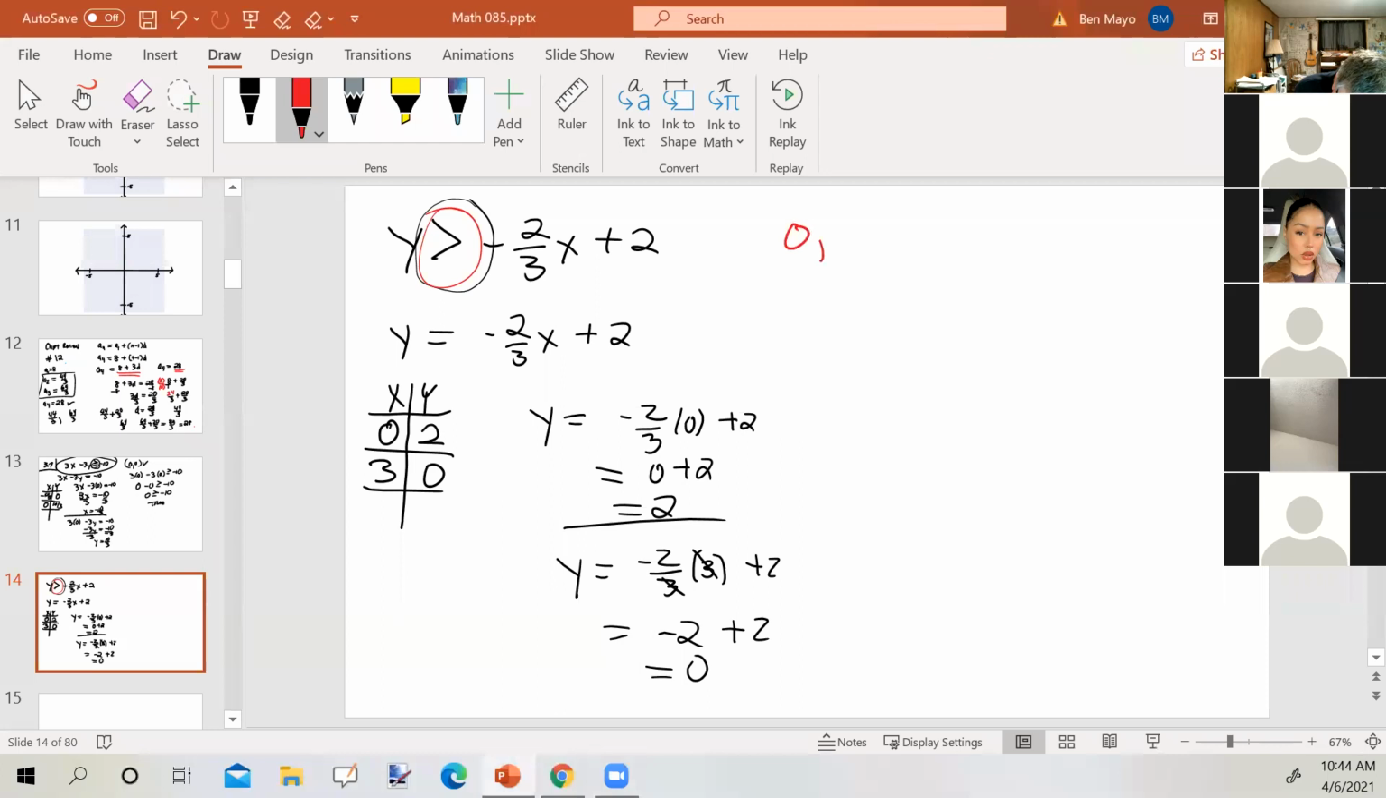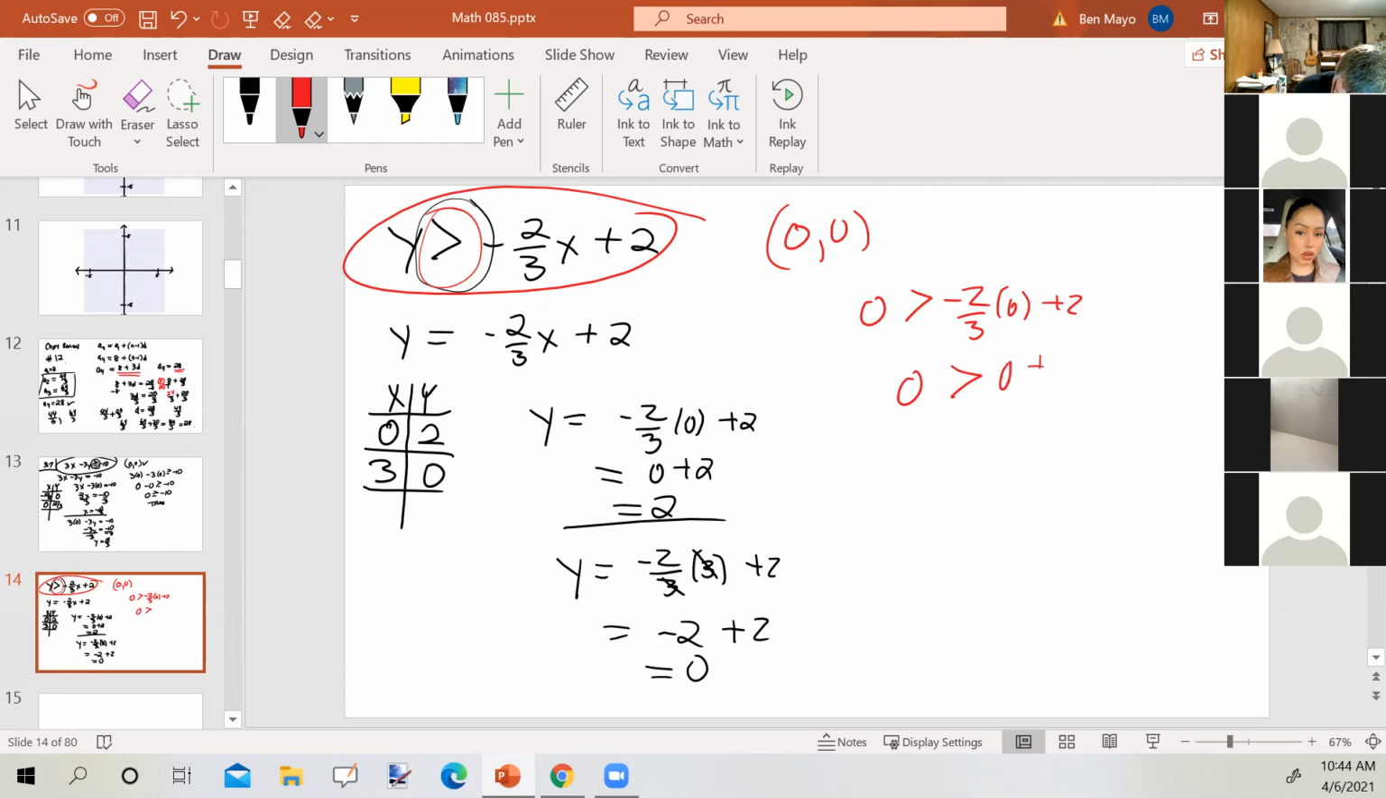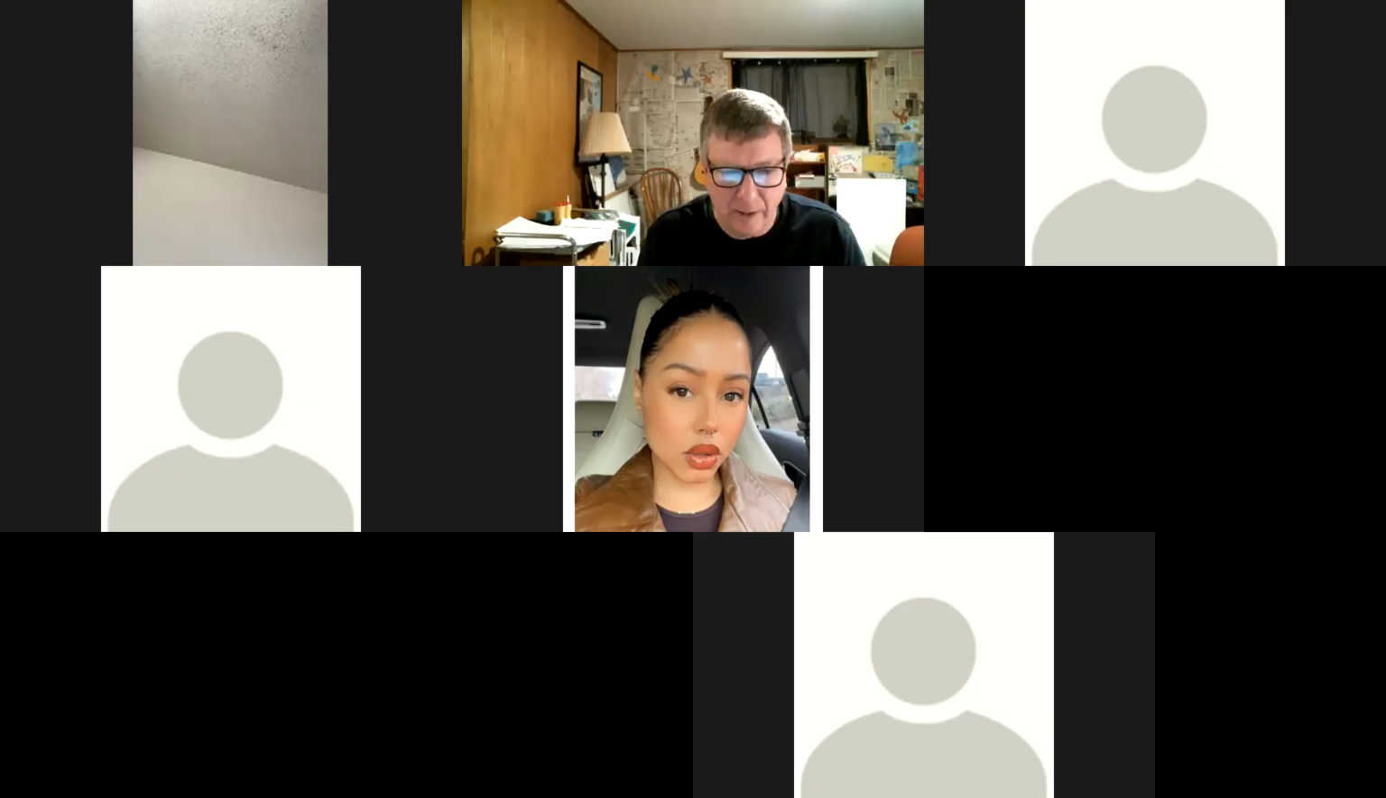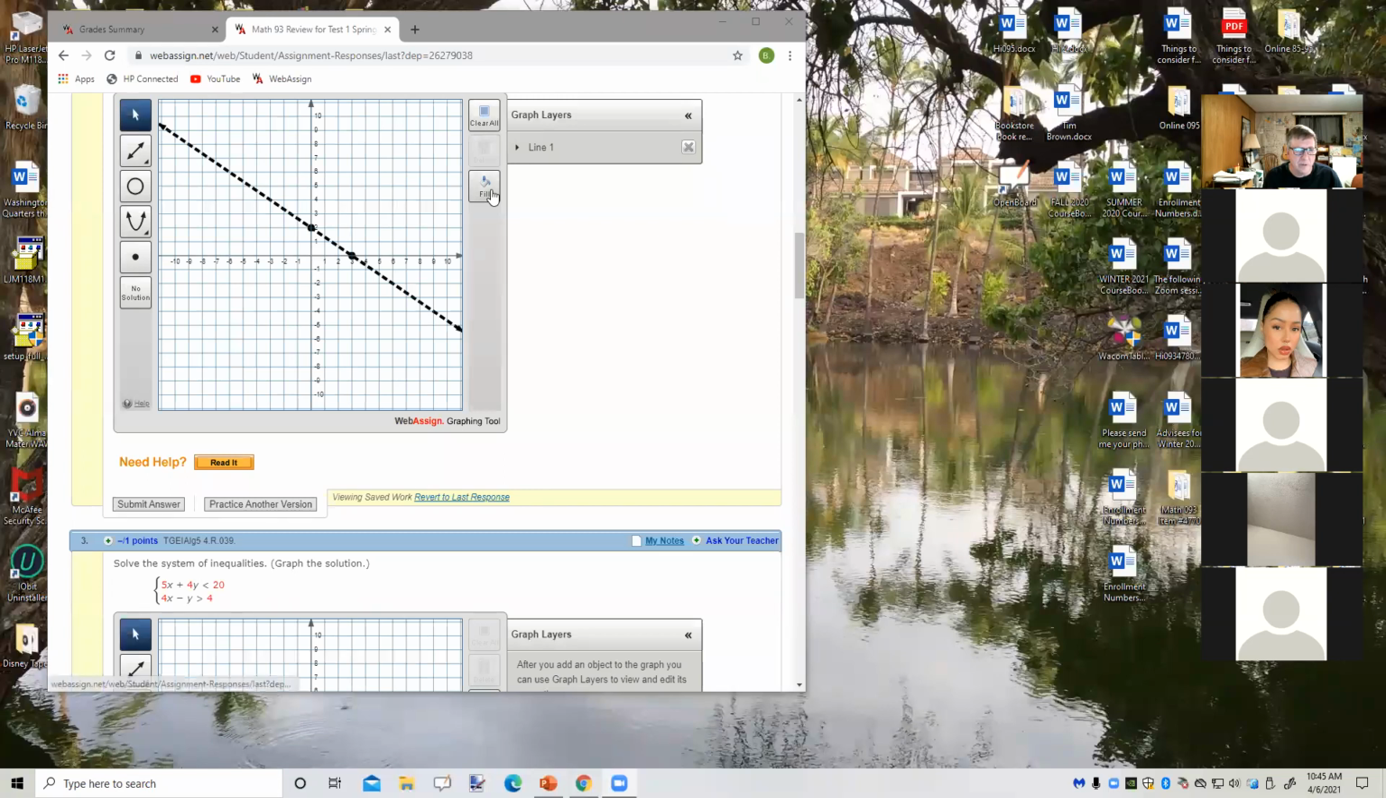So let's take 0, 0 and plug it in here. We get 0 greater than or equal to -2/3 times 0 plus 2, 0 greater than 0 plus 2, 0 greater than 2. That is false. So 0, 0 is not a good test point. So going back here, since 0, 0 failed, that means we're going to fill on the other side of the line. So the solution is everything above, but not including the dashed line.